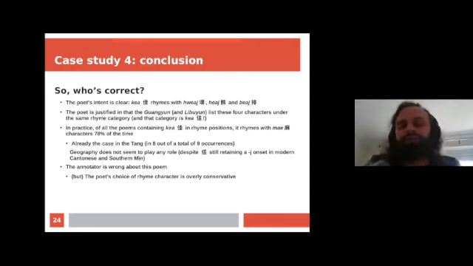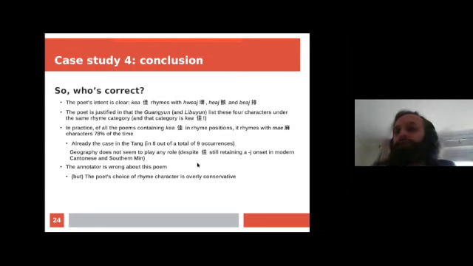And geography does not seem to play a role either. So in modern Cantonese and modern Minnan, these characters, so the character tia still has a J glide, but if we look at all the poems of the Tang and the Song, there doesn't seem to be a correlation between geography and the use of this character as a rhyme.